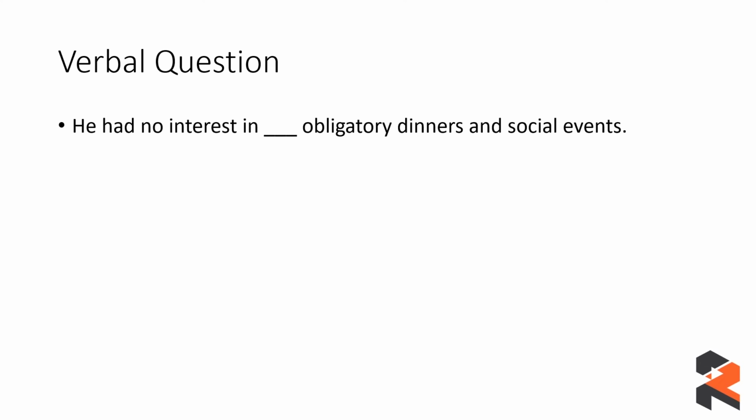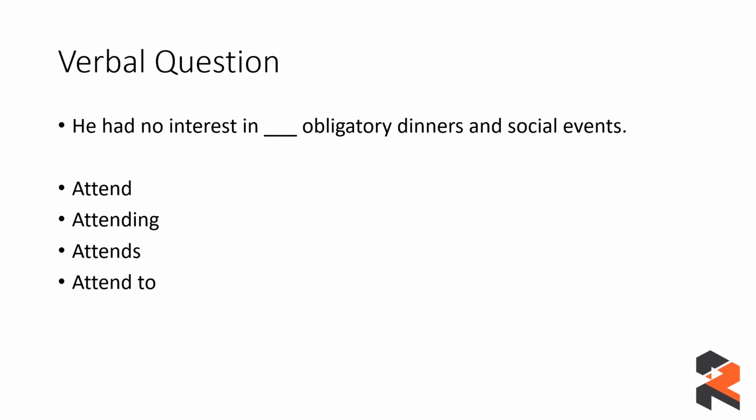He had no interest in obligatory dinners and social events. So in this case, what options do we have? We have to use the appropriate word in this case. So what should that word be? If you look at it, we are not talking about a past event. We are not talking about a present perfect event. We are talking about doing something in continuous form.